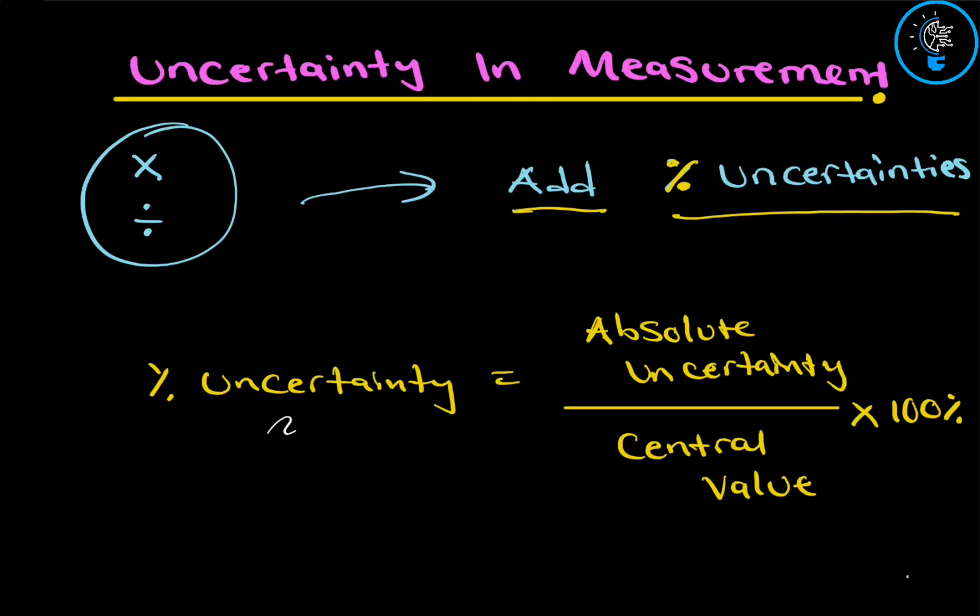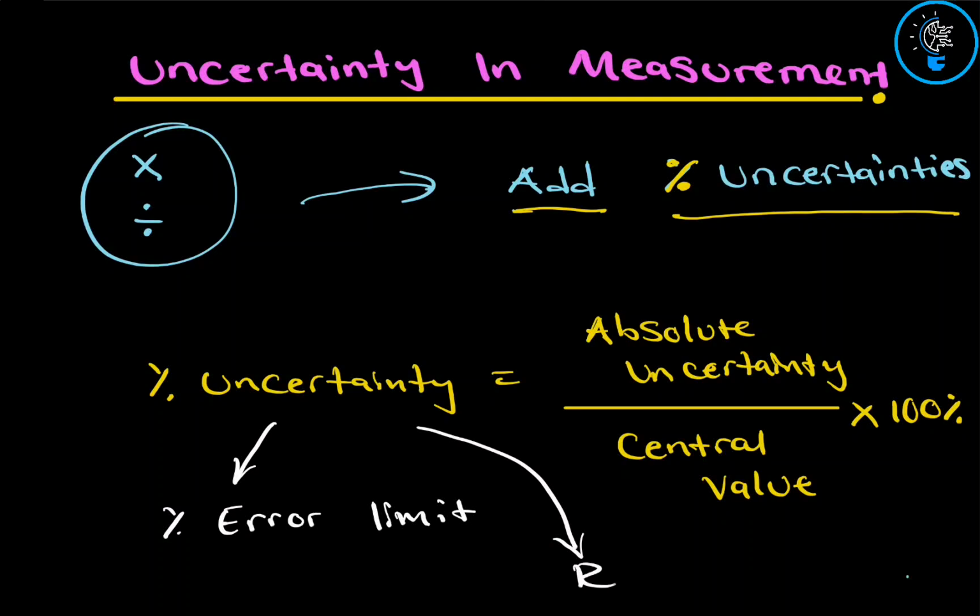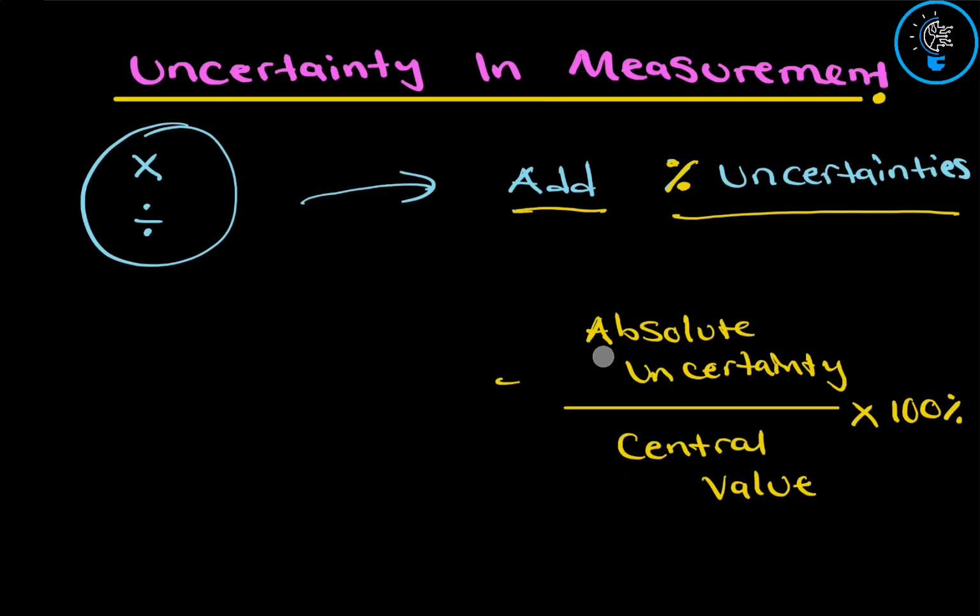Percentage uncertainty sometimes is also called the percentage error, or percentage error limit. Or you might hear of it being called relative uncertainty. So all these names refer to percentage uncertainty. Okay, let's handle a question to understand this better.